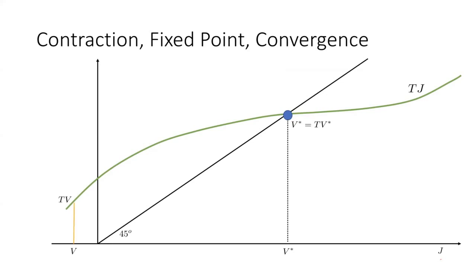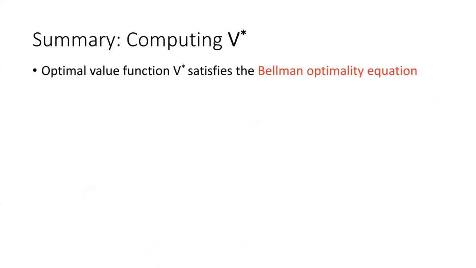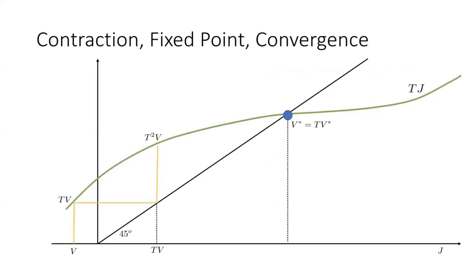So you can start at some point V, then you get TV, then you project it back to the x-axis and apply the function again, you get T squared, then you project it back to the x-axis and apply the function again, T cubed, and then you project it back to the x-axis and apply the function again. You can see that as time progresses, you will slowly converge to this fixed point.